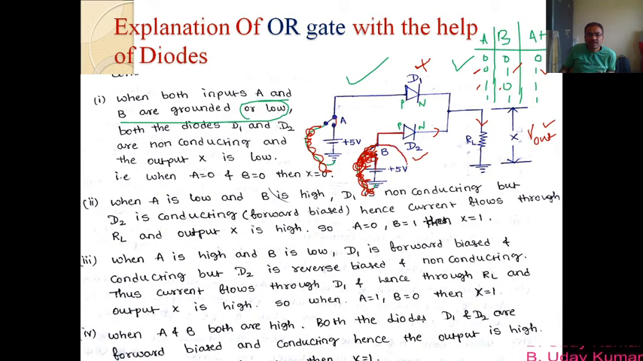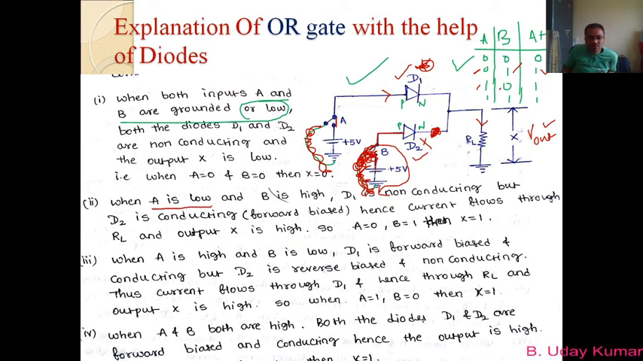This B will be connected to 0. Okay, so when A is 1 and B is 0, now D1 will be in forward bias connection, and hence some current flows through D1, and D2 will not allow any current to pass through it. So that means D1 will become conducting, and D2 will be non-conducting. That is what you have to understand. So please check it out.